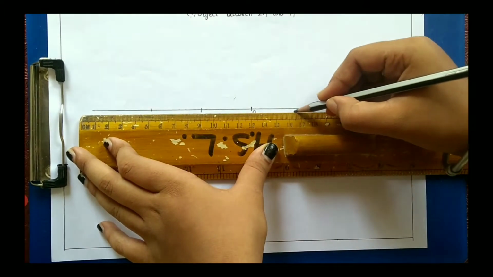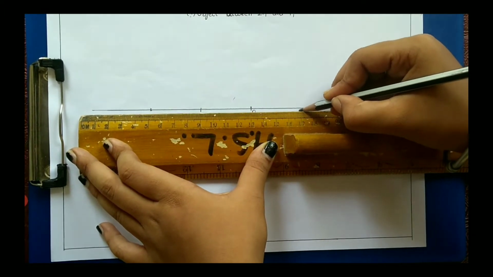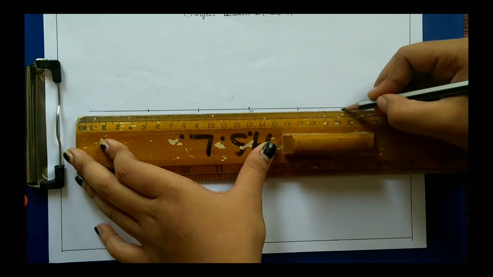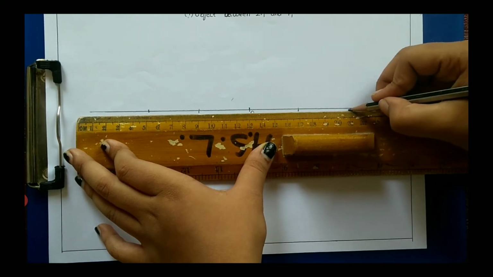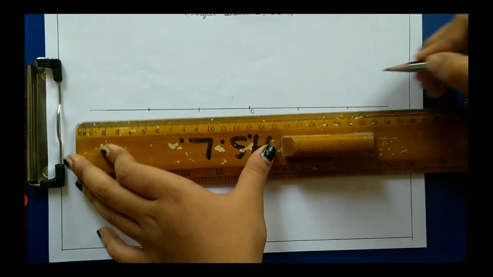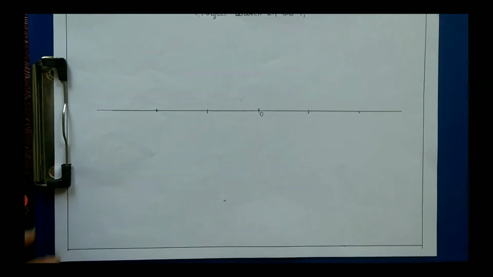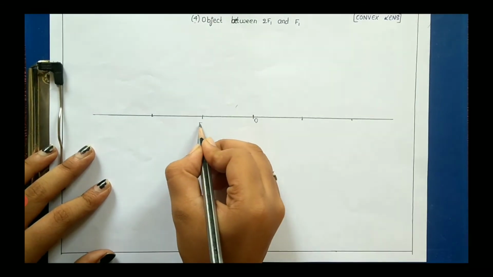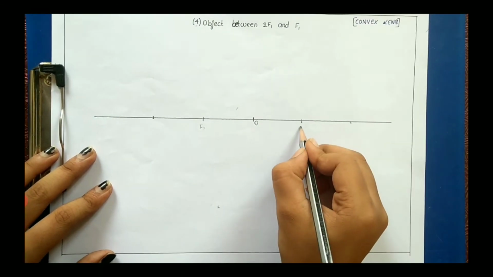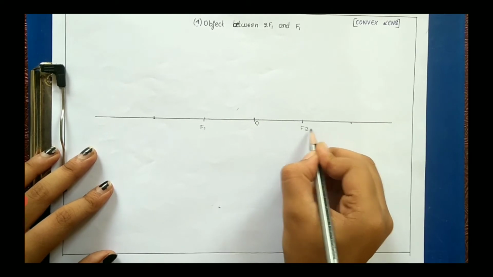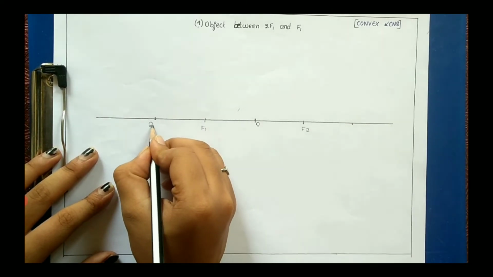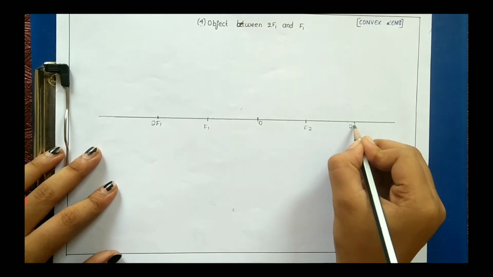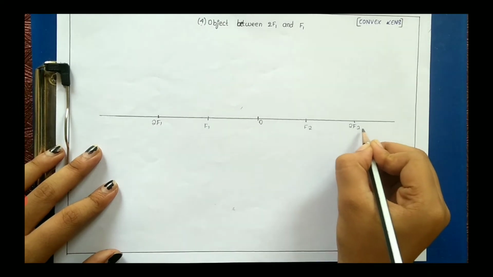Here 1, 2, 3, 4. So you mark the point that is for F2. Again at a distance of 4 cm mark another point that is for 2F2. This is F1, one principal focus, this is F2, other principal focus, and this is 2F1, that is center of curvature, and this is 2F2, other center of curvature.